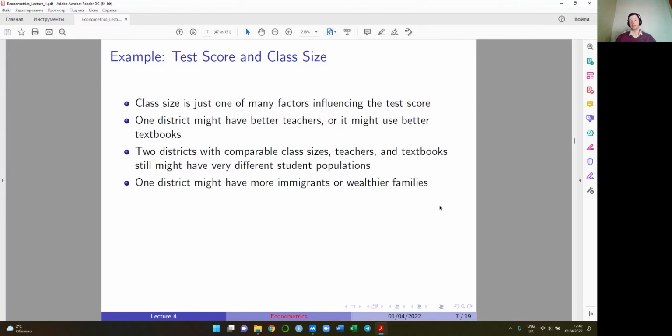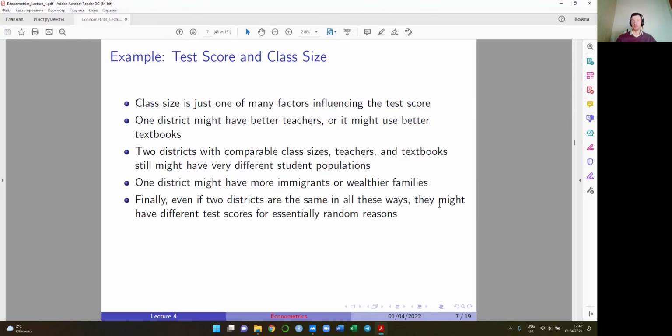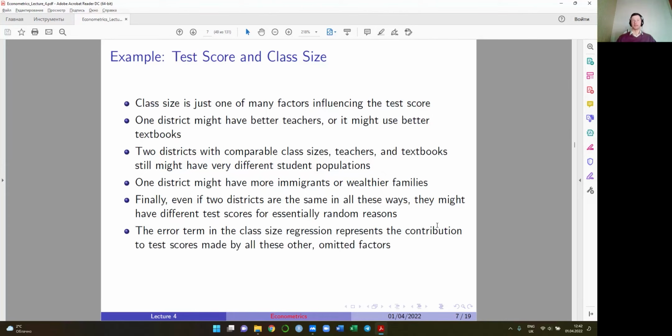So for example, one district might have more immigrants or welfare people, and it still produces some deviation of the test score. So even if two districts are the same in all ways, they might have different test scores for some random reasons, like the temperature in the classroom, for example. So we are not able to list all the possible factors, but here we must ask the question.